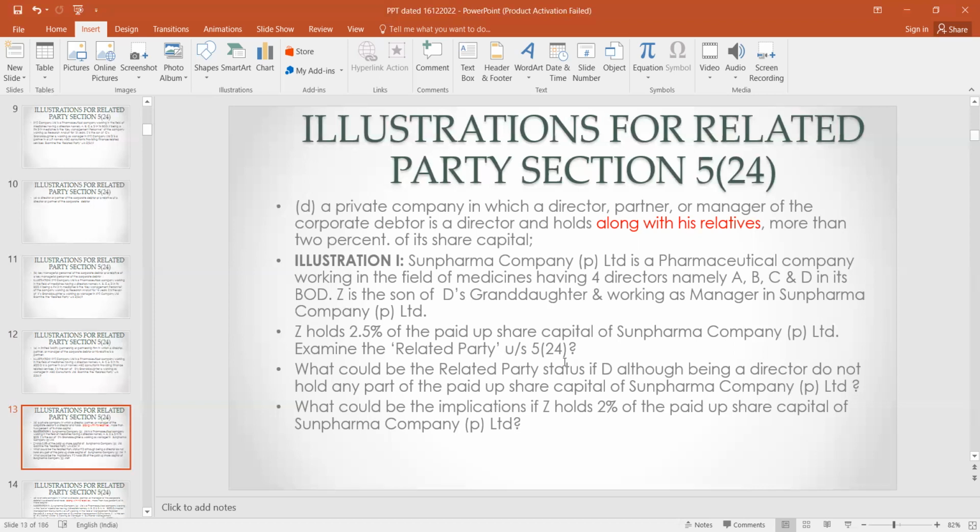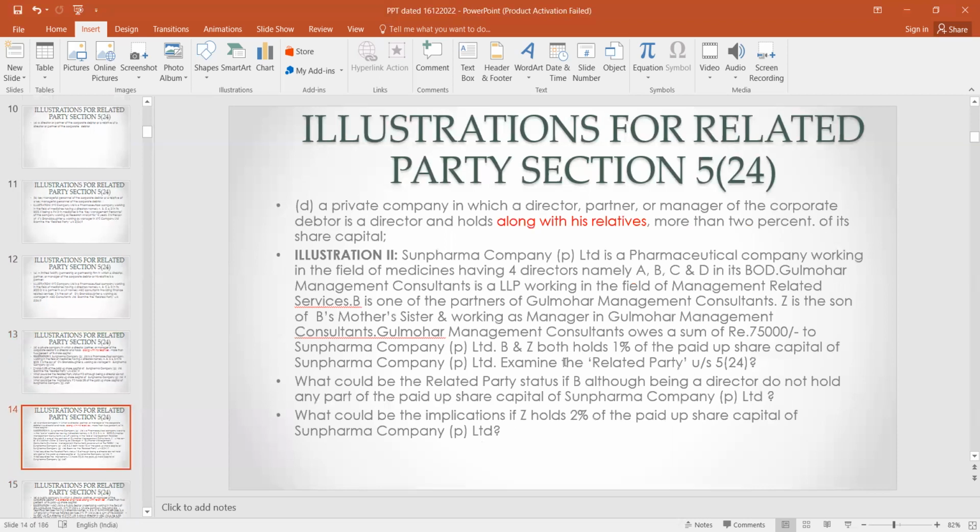Related party in relation to an individual, here also you have to see. In case of a private company, you will see the individual is a director and holds along with the relatives more than 2% of its share capital. So he will not be a related party, whether in relation to a corporate debtor or in relation to an individual. The answer is given in 524A D clause: a private company in which the individual is a director and holds along with his relatives more than 2% of its share capital. So accordingly, you have to see it clause by clause. A private company in which a director, partner or manager of the corporate debtor is a director and holds along with his relatives more than 2% of its share capital.